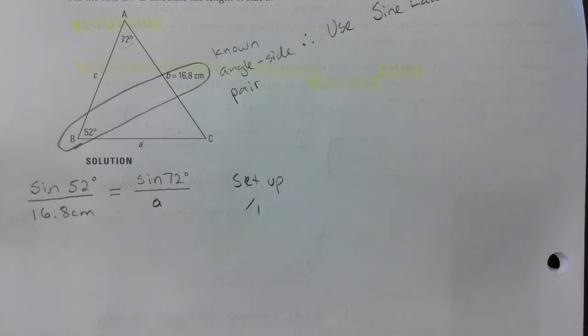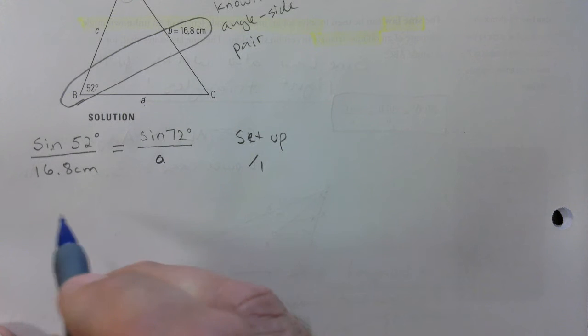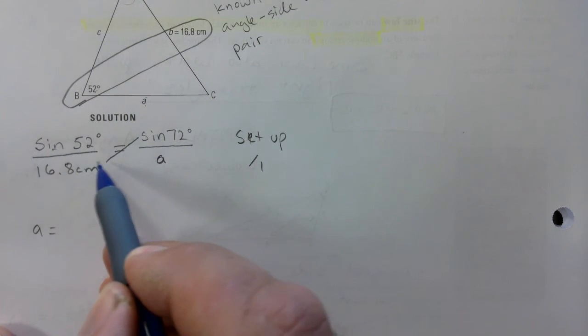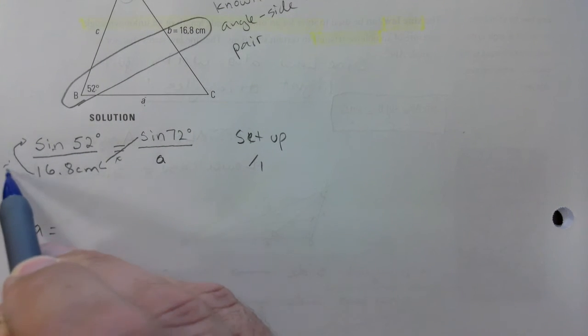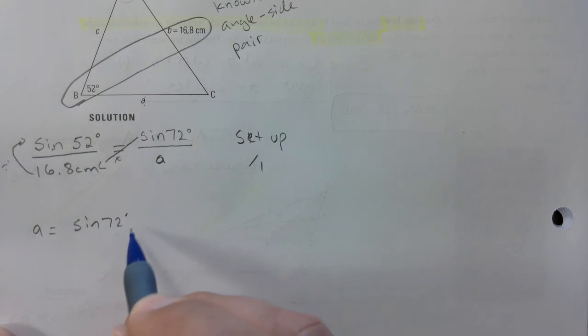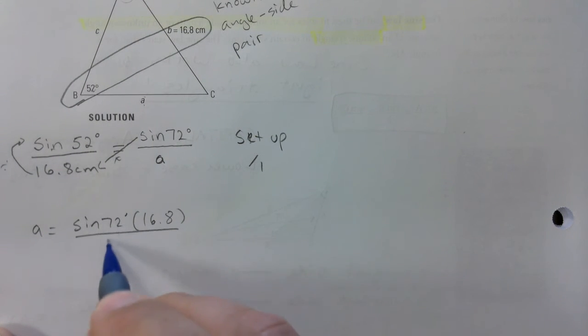That would be worth 1 mark. That's how I'm going to mark this. And then you cross multiply and divide, right? So you start here, cross multiply and divide. So it's really sine of 72 times 16.8 divided by sine of 52.